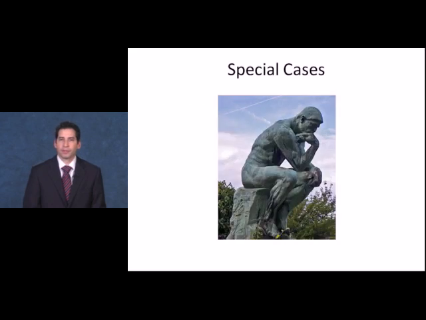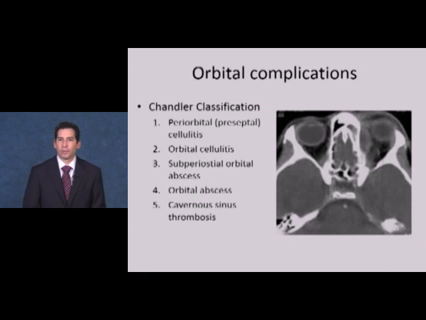I'd like to review now some special cases in sinusitis. First, orbital complications of sinusitis. Orbital complications of acute sinusitis are classified into 5 stages by the Chandler classification. The first stage is periorbital or preseptal cellulitis. This involves swelling of the eyelids in the absence of orbital symptoms, so there should be no proptosis, no chemosis, and simply we have swelling of the lids, and this is thought to be due to vascular congestion.